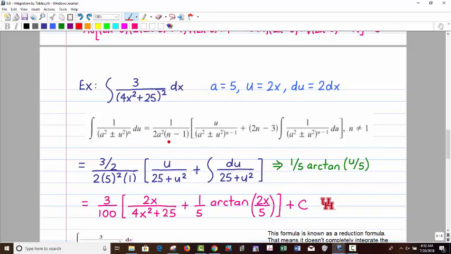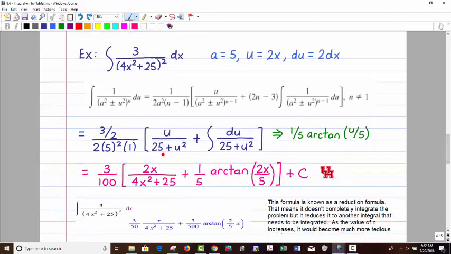So right there I have 2a squared times n minus 1, n is 2. So I have 2 times 5 squared over 1 times 1. And then over here I have u over 25 plus u squared, and that's going to be to the first power. And then we have 2n minus 3. Of course, with n being 2, that makes this a 1 right here, so that's why we don't see anything. 2 times 2 minus 3 is 1. And then I have du over 25 plus u squared, and we have to integrate that. We don't integrate the first part, see. The first part does not have an integral with it.